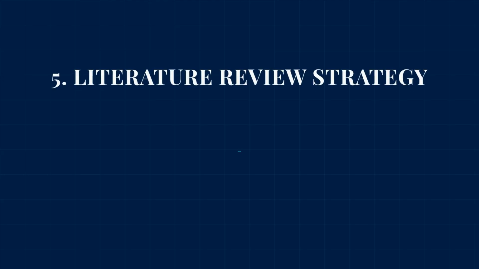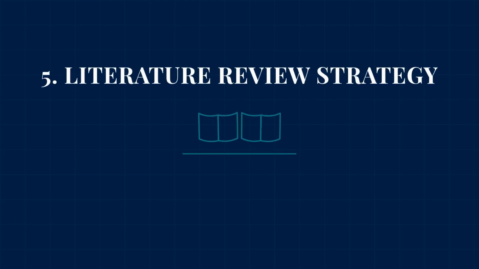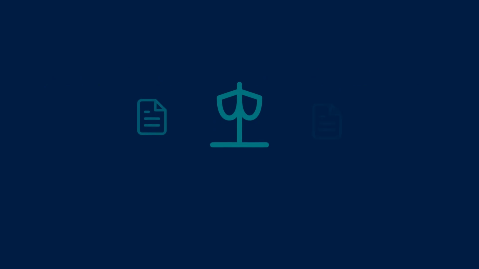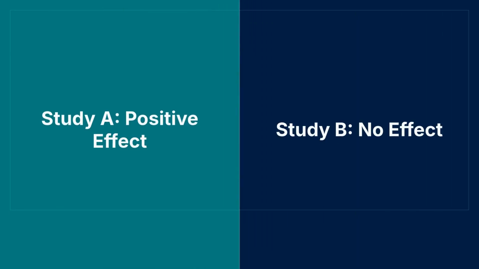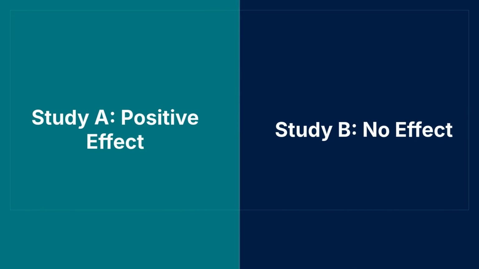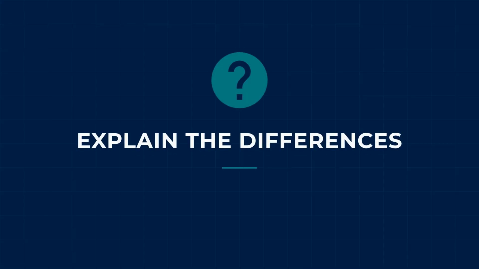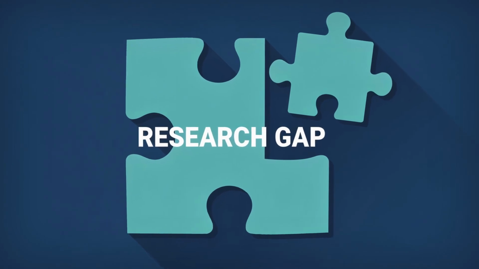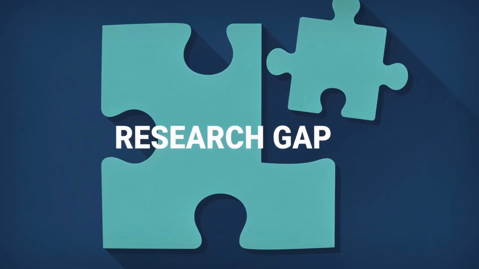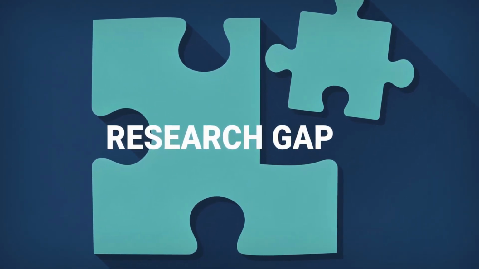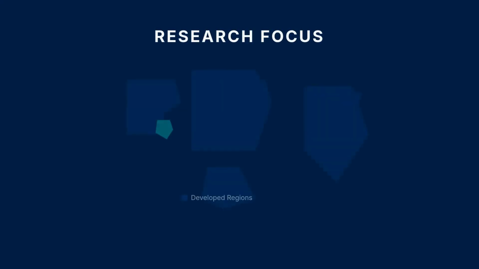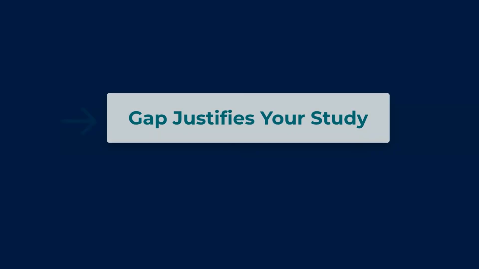In your literature review, do not just describe what each author said. You need to compare and analyze their work. For example, you can write that one study found a positive effect, while another found no effect, and then explain why they are different. You should also identify what is missing in past research, which is called the research gap. For example, many studies may focus on developed countries, but very few may focus on Mexico. This gap justifies your study.